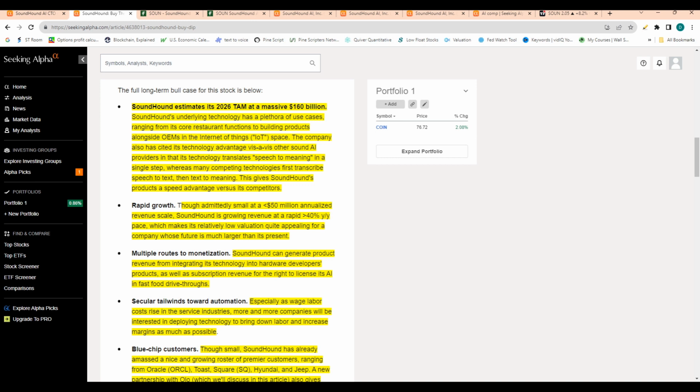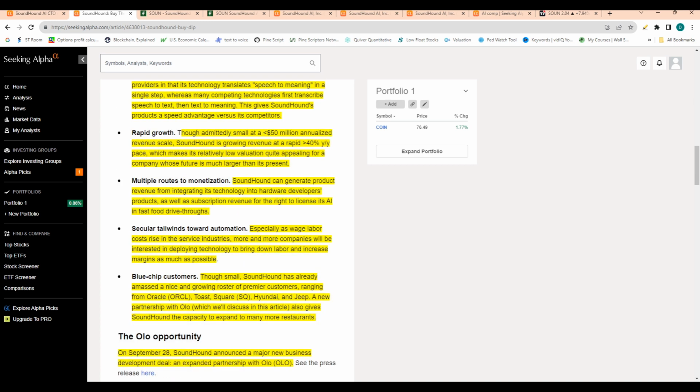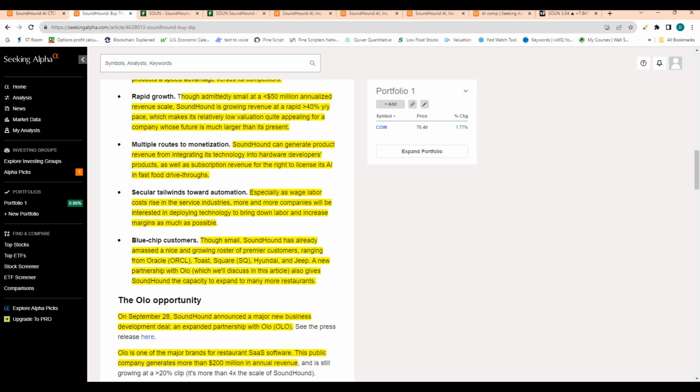The company's also been growing at a rapid pace, so although we still have a very small, less than $50 million annualized revenue scale, SoundHound is growing revenue rapidly, over 40% year over year, which makes its relatively low valuation quite appealing for a company that is going to be much larger in the future.